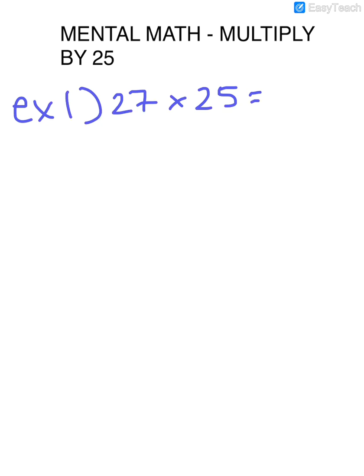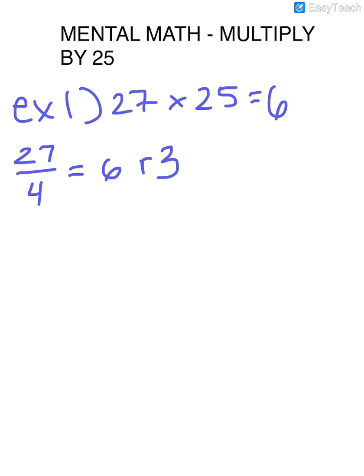I'm going to start off by dividing 27 by 4. And we know that the answer is 6 with a remainder of 3. So since the answer is 6 with a remainder of 3, you're going to write down 6 over here. And basically, this is the rule. And I'm just going to go ahead and write it down.